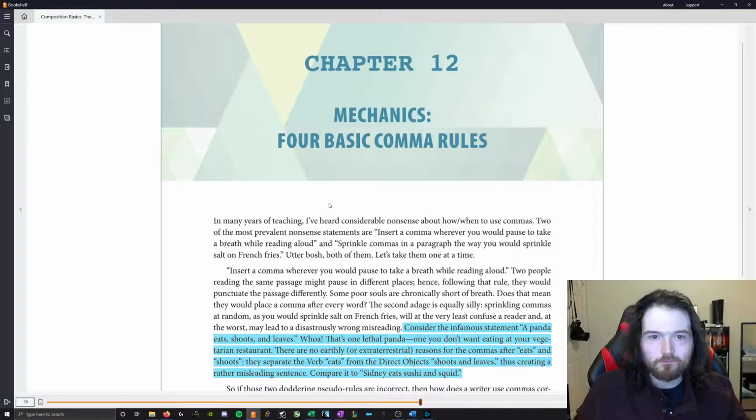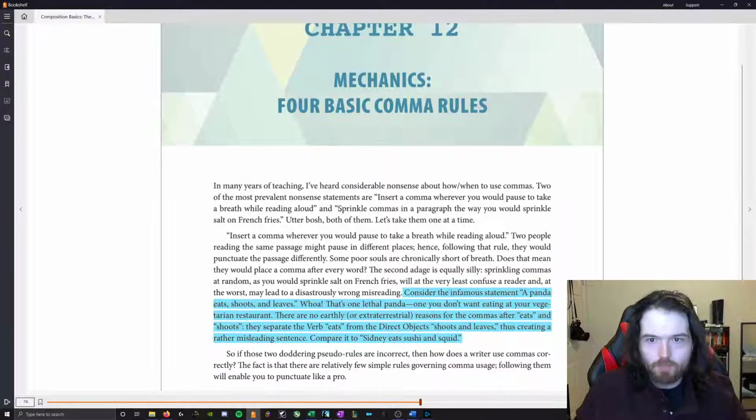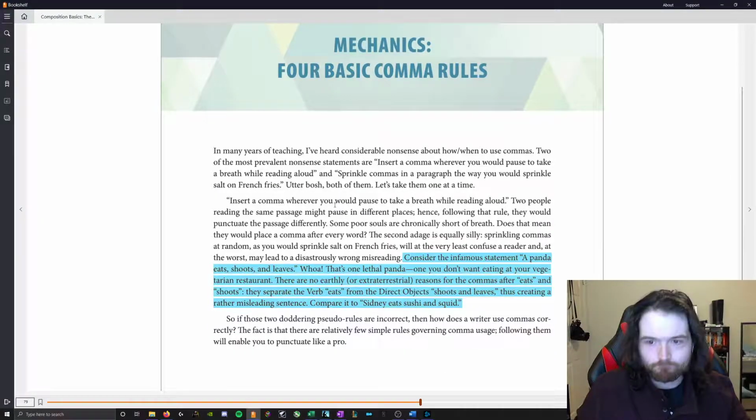Chapter 12, mechanics and the 4 basic comma rules. So, here we have a little bit of an example about why you want to learn to use commas as well. To sum it up, it's basically because it can alter the meaning of your sentence accidentally if you mess up your comma. And here we have an example.